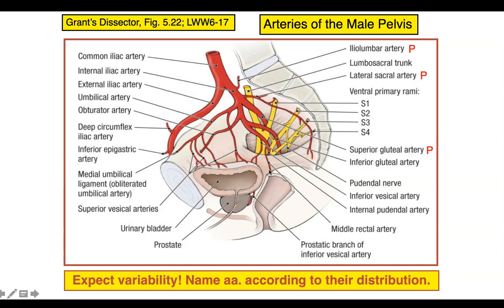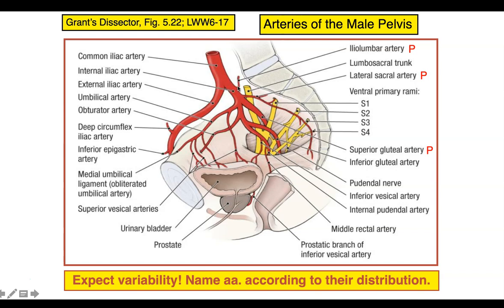Then the middle rectal artery supplies the middle and lower third of the rectum. And then these two branches, the inferior gluteal artery and the internal pudendal artery, pass through the greater sciatic foramen and enter into the gluteal region. The superior gluteal artery is the largest branch of the internal iliac artery. And this is the lateral sacral artery, which courses lateral to the ventral sacral foramina.